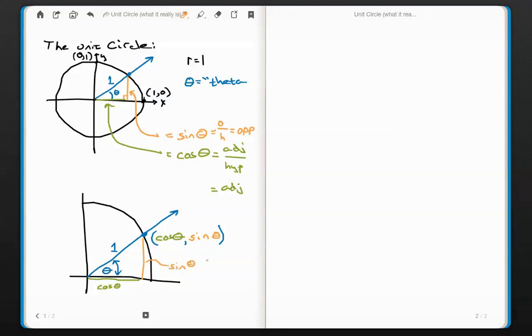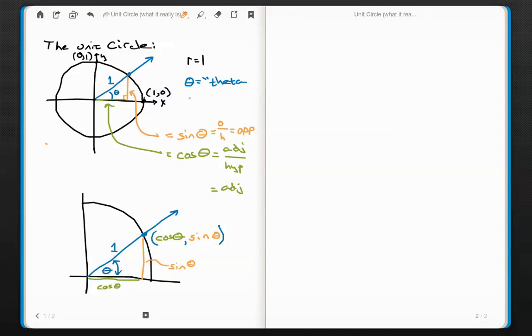So on the unit circle, and this only works on the unit circle because the radius is 1, the adjacent side is the cosine, because it's cosine over 1. The opposite side is the sine. So sine is y, sine is opposite, cosine is x, cosine is adjacent. So that makes the coordinates of this point cosine theta, sine theta, x, y.